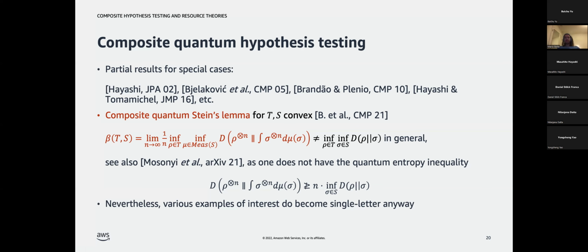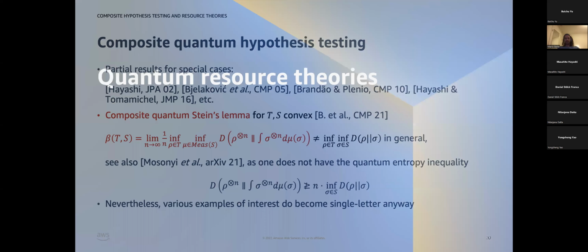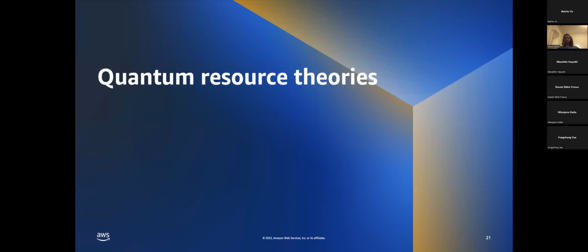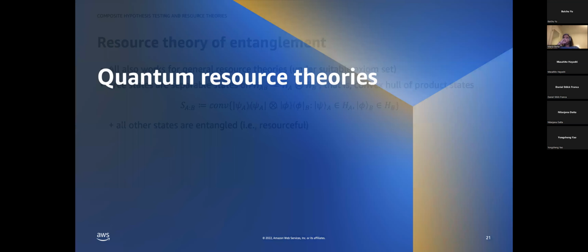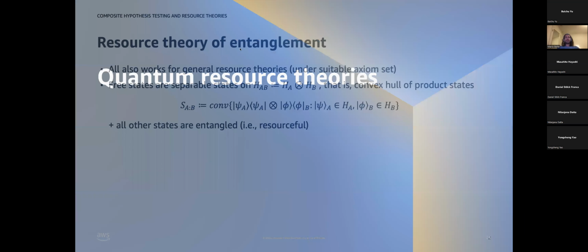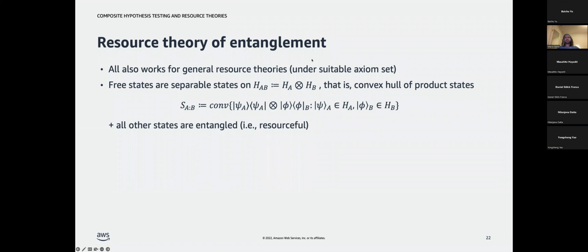Okay, so then let me switch gears for a second and talk very briefly about resource theories. I think most people here probably know about this inside and out, and better than I do. Let me just choose the resource theory of entanglement, even though you can make similar considerations for general resource theories under some suitable axiom sets.